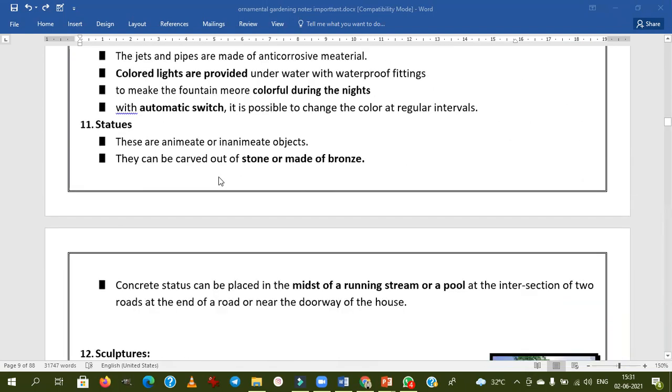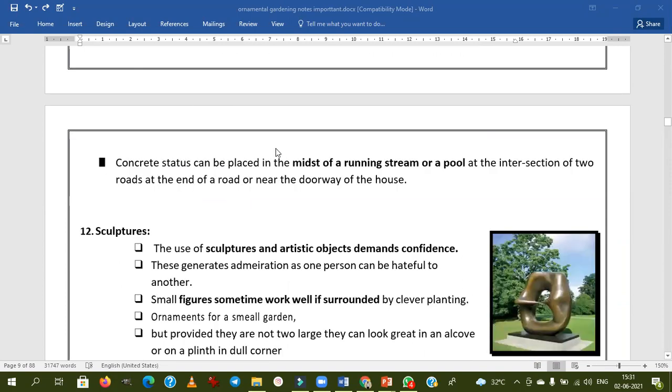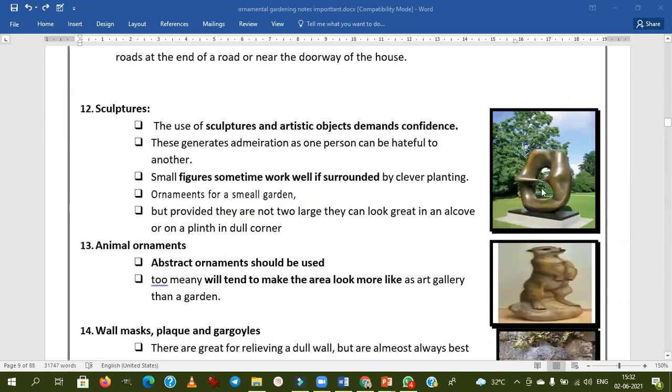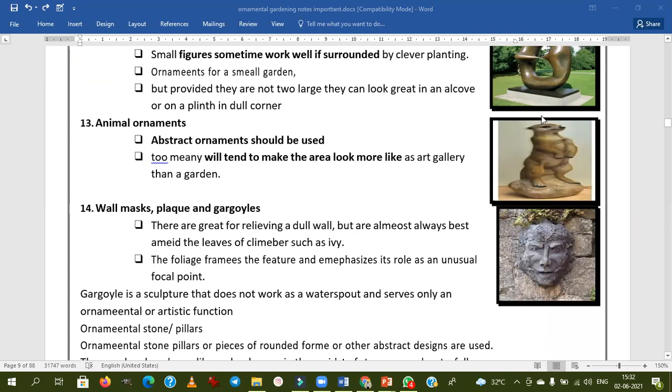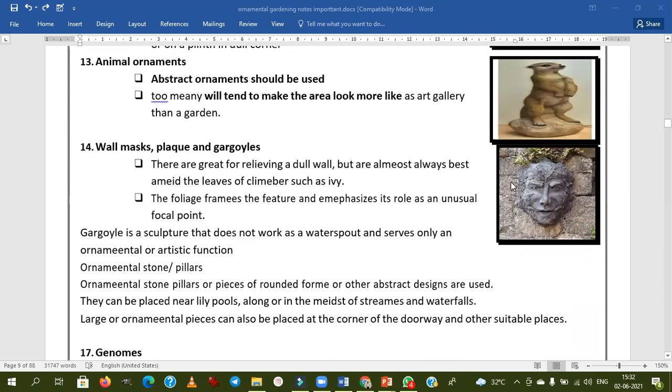Then statues. These are also very common features nowadays in the garden. Then sculptures. These are all used to create uniqueness, an attractive point or the focal point in the gardens. The creative objects are used here. The ornamental urns are also mainly used in children's gardens. Then wall masks. These are also generally used. These are used in houses also.